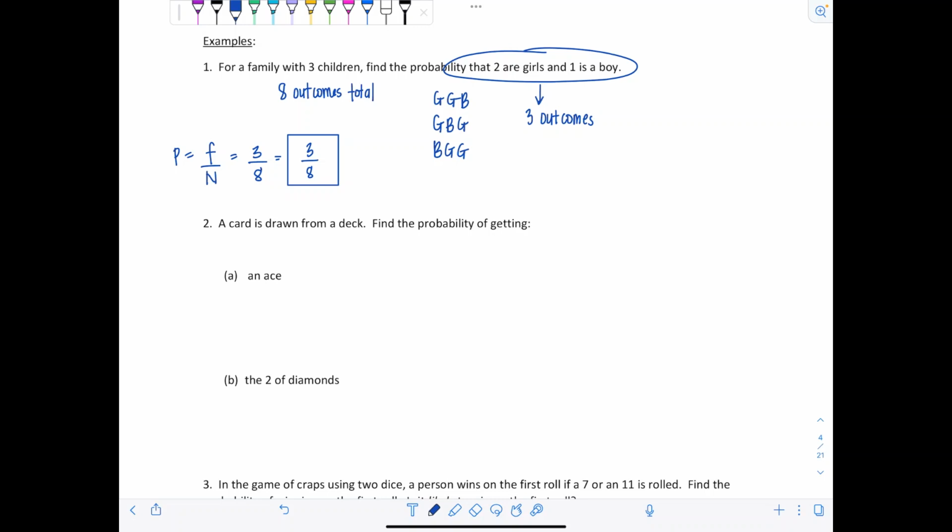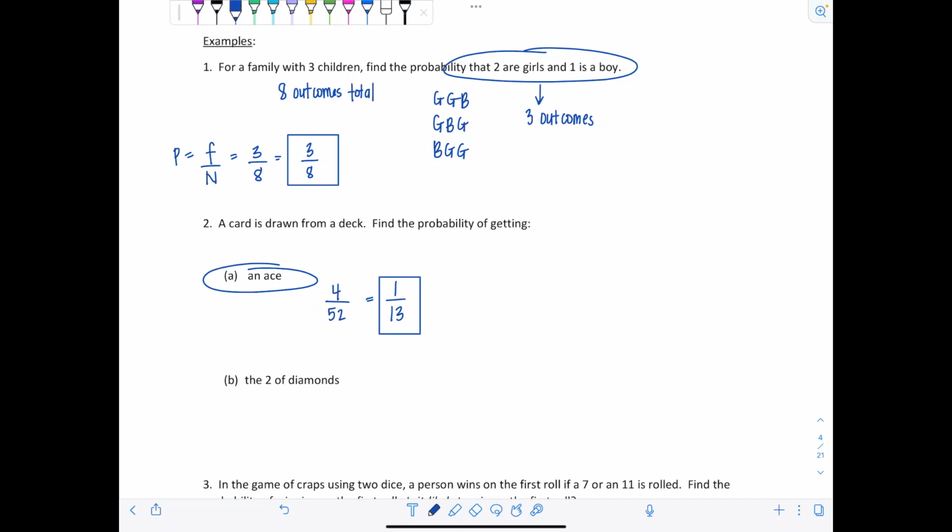Good. Let's look back at our deck of cards example. So just a standard deck, 52 cards. A card is drawn from a deck. Find the probability of getting an ace. So how many aces are in a deck of cards? There's 4, so 4 out of 52. And this is not reduced. Your answer has to be in lowest terms. So I can divide numerator and denominator by 4. This is 1 over 13.